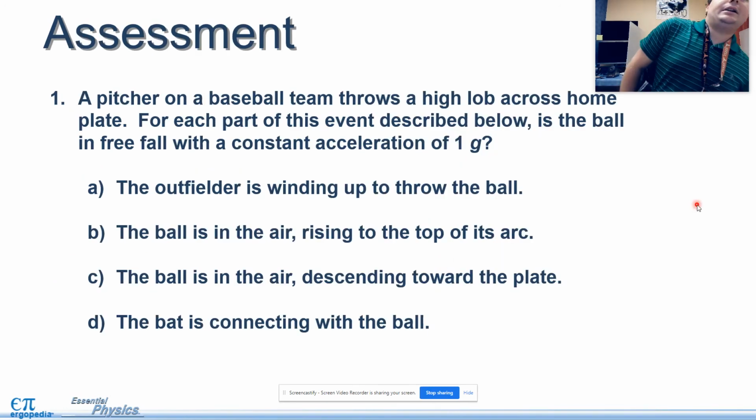So I'm going to do one of these problems with you guys, and then you can try to do the rest of the examples on your own. Try to practice them, go over them. It says a pitcher on a baseball field throws a high lob across home plate. For each part of this event described below, is the ball in free fall? Winding up to throw. So think about it. Is the only thing affecting the ball gravity?